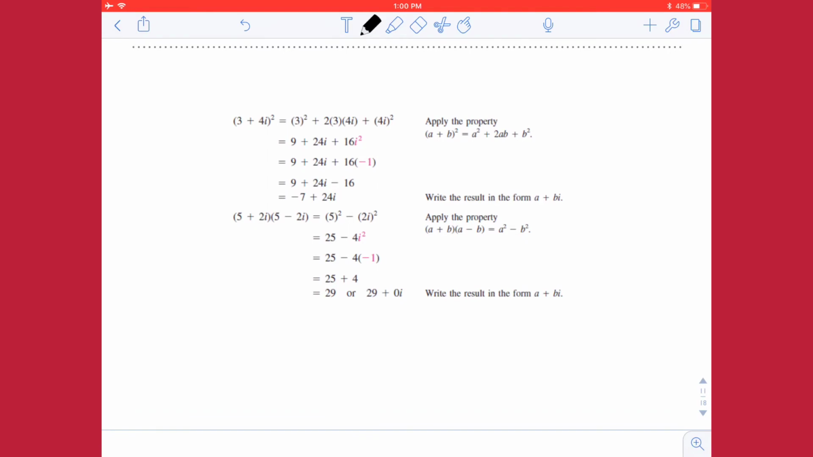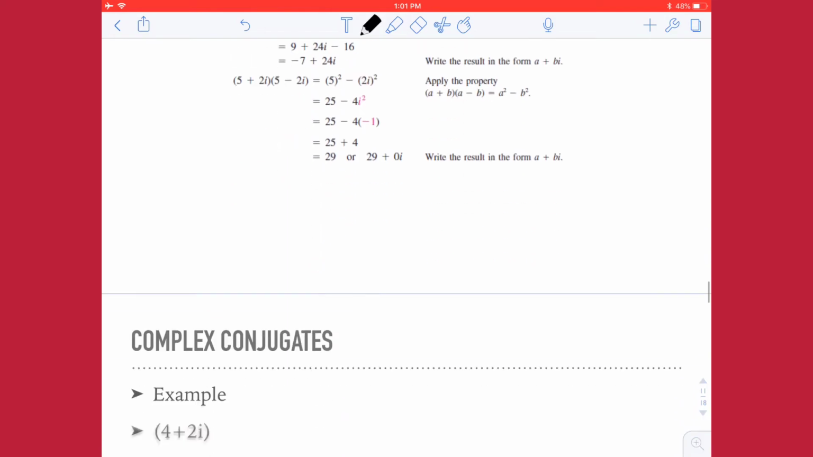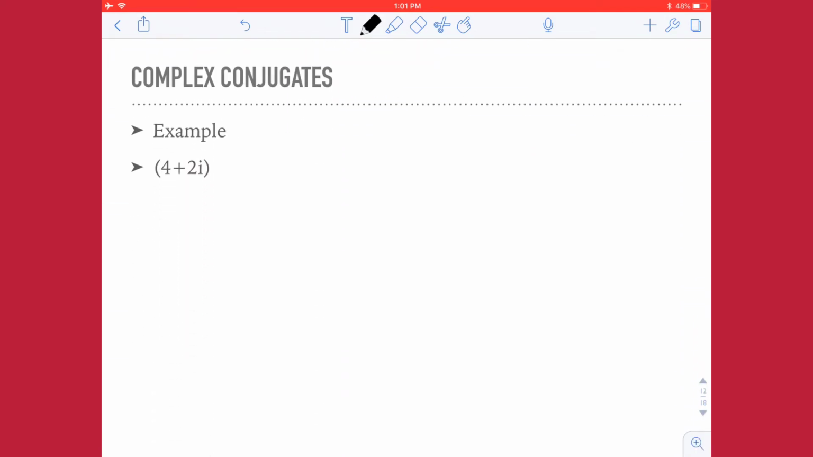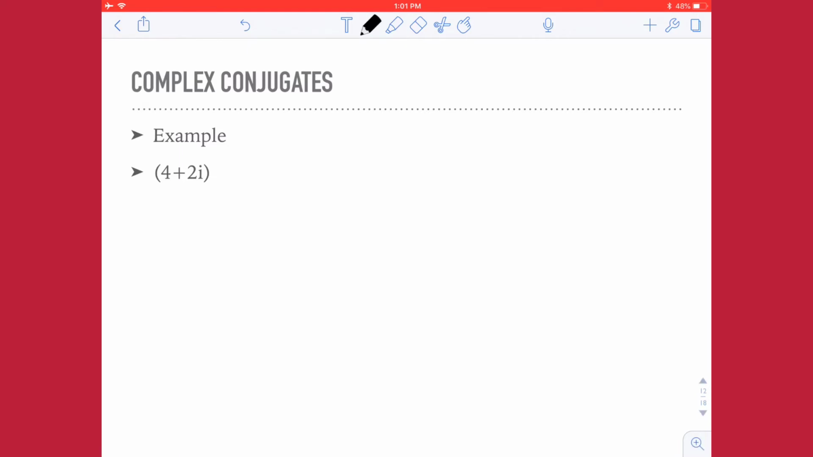And if you want to see the steps written out for you again, feel free to pause this video. So again, with conjugates, just as we saw before, if I give you one binomial, you can create its conjugate. It's going to be the same values, but the opposite sign.